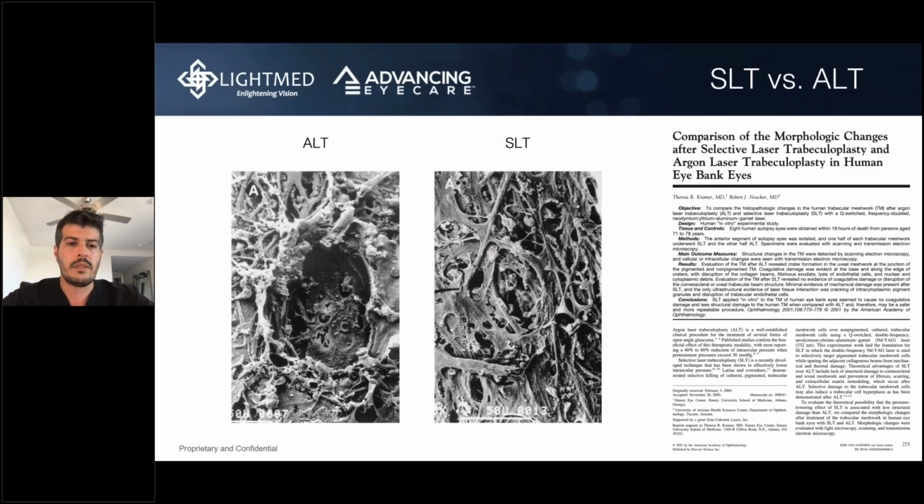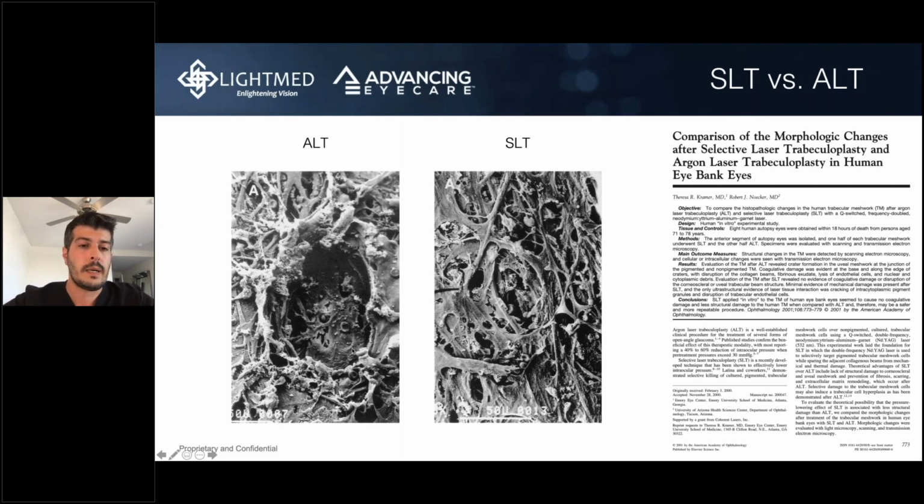Now, SLT is not the first laser created for this purpose. Before SLT, we had ALT. Now, in my training, I haven't even seen ALT. It was way before my time. But ALT stands for argon laser trabeculoplasty, and I'm not aware of anyone that uses this technology anymore. SLT has pretty much replaced ALT because, number one, it's been shown to be as effective, if not more effective than ALT. And number two, and probably more importantly, it's less traumatic to the trabecular meshwork.